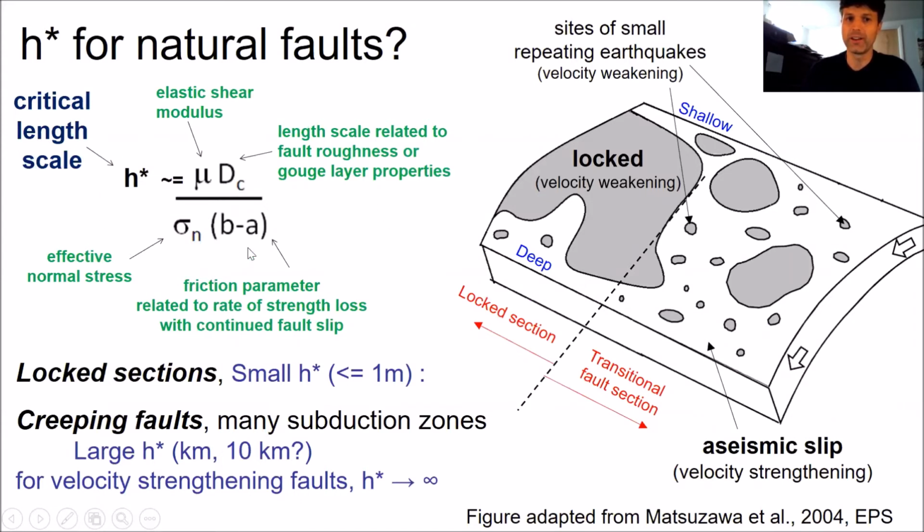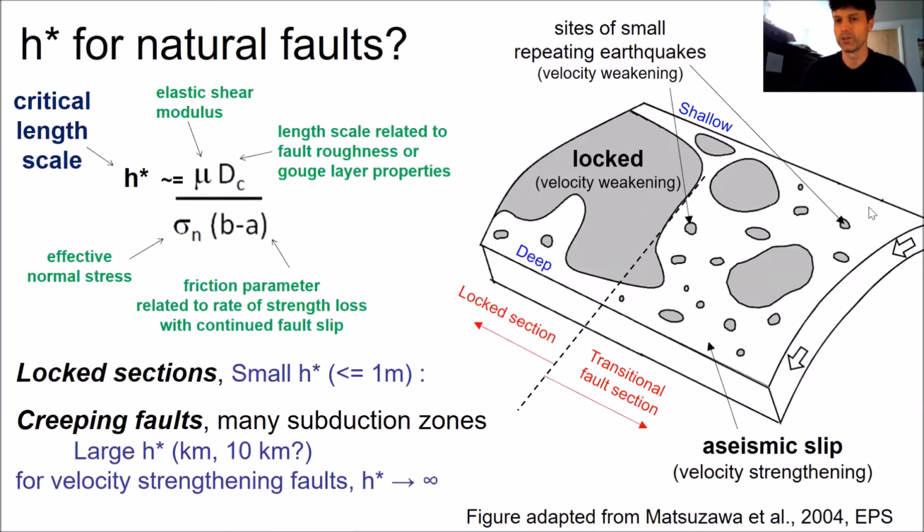Well, if we take a look at the underlying parameters that are thought to make up the length scale, and we scale them to what we expect for natural faults, we find that the length scale should be rather small, 1 meter or less, for highly coupled or locked faults. But some faults are able to accommodate aseismic slip on regions that are much larger than 1 meter.